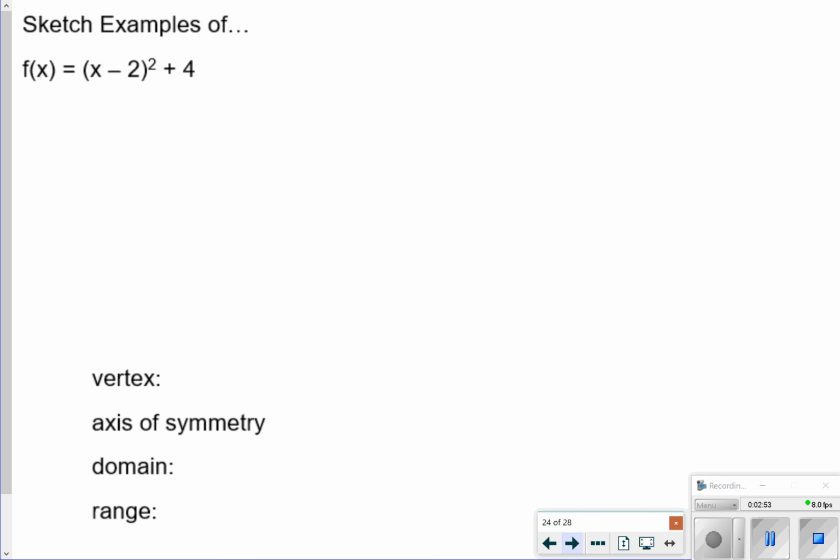So what we're going to do now is just sketch examples of the following graphs. I'm going to get you to pause this one first to try it, and then once you're done, click play to check your work. Remember, you can use your study sheet to help you of the different transformations that happen when a, h, and k are all involved.